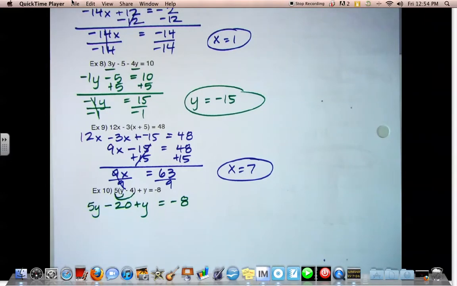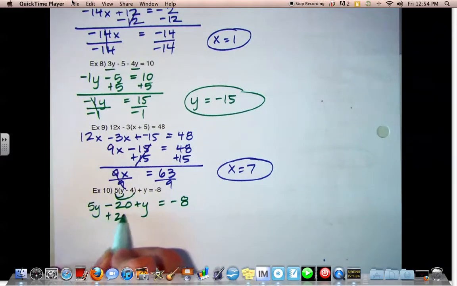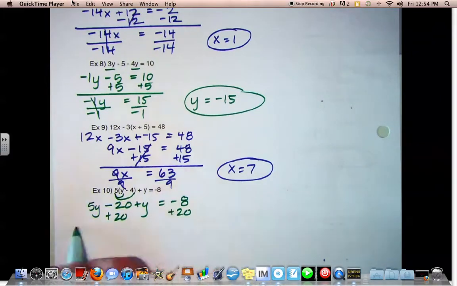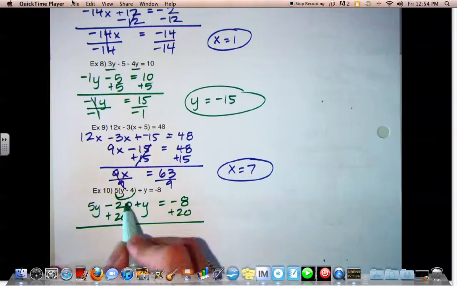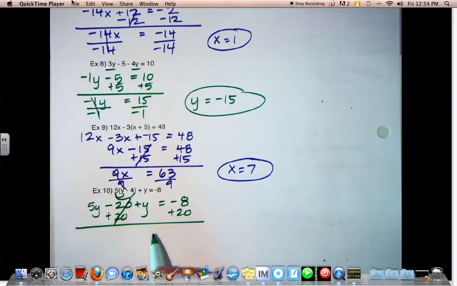You can. But we can still move it first if we want to. Okay. That's fine with me. The 20s cancel. What do I have remaining on the left-hand side? 5y plus y equals negative 8 plus 20, which is 12. We can do algebra, but we can't add.